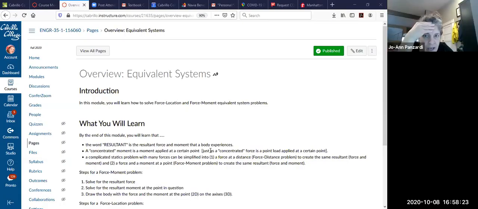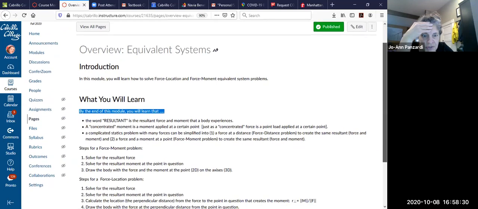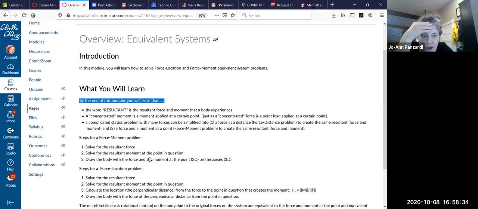Okay, so I want to go back to the overview where it had the steps, because we should be able to memorize it. I know I don't like memorizing, I'm not good at memorizing, but this one's got to be easy. What's the first step? Find the resultant force. First step of both of them. Then find the resultant moment at the point in question. The only thing different for the force location problem is that you then have to find the perpendicular distance, by dividing the moment by the force. And then lastly, for both of them, you have to draw it: the body with the force at a distance or force at a moment.